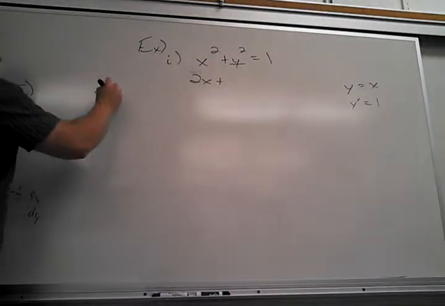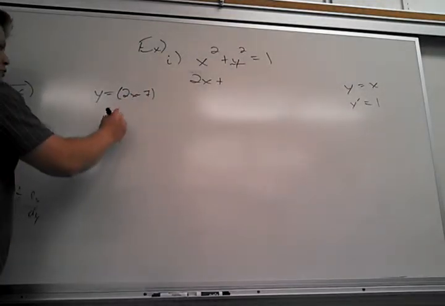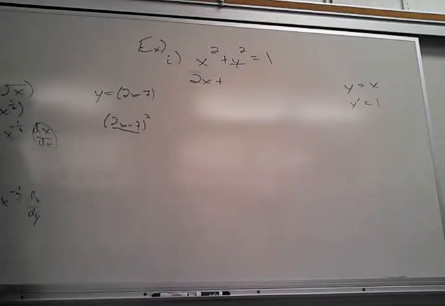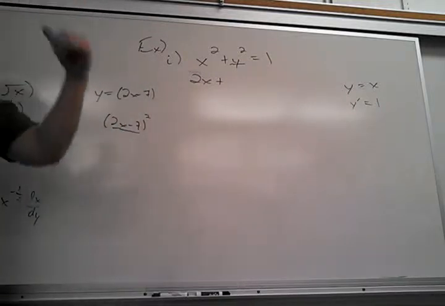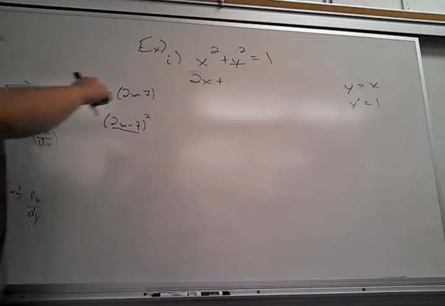Because that y could be 2x minus 7, and then it would be 2x minus 7 squared. And then I have to use chain rule, wouldn't I? Just remember, whenever you see y, it could be 2x minus 7, or your favorite function of x, whatever it is. So you have to use chain rule.